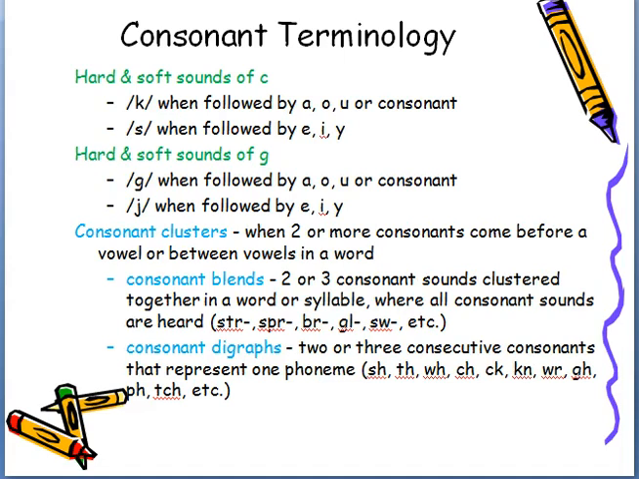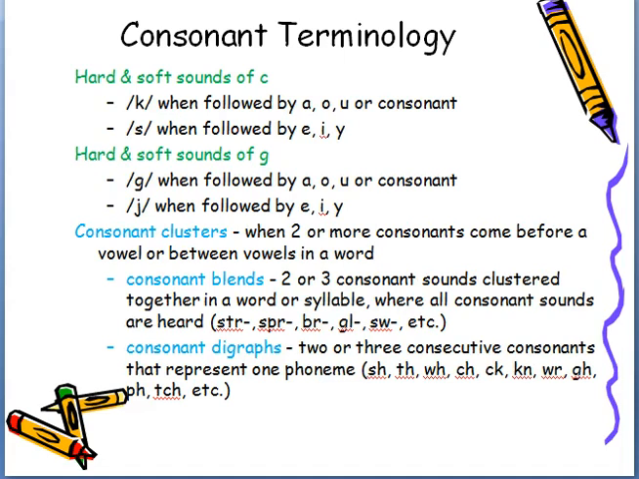For example, I follows G in each of these words, but it doesn't always give G the soft J sound. G is soft in giraffe and giant, but not in give or gills. C and G are examples of consonants that can make more than one sound.